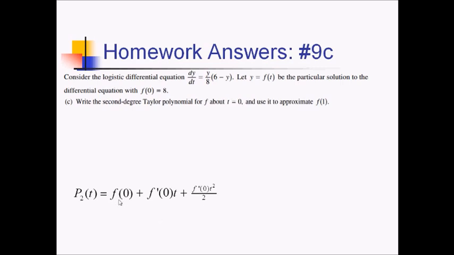F of 0 we actually already know. That's 8. And f prime of 0 we actually found on part B. That was -2. So I can already write -2t. But this last part is kind of our sticking point here. We need to find f double prime of 0.